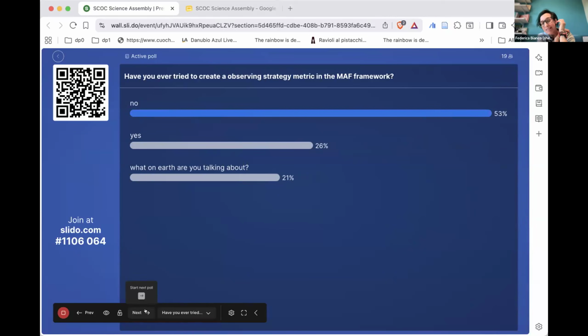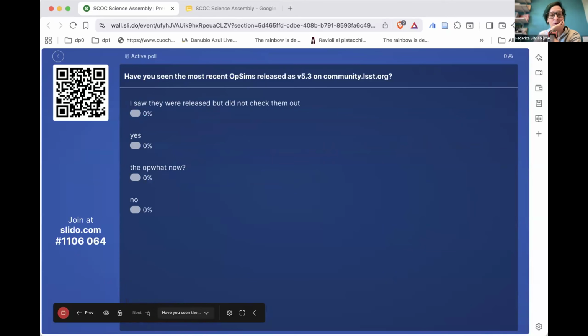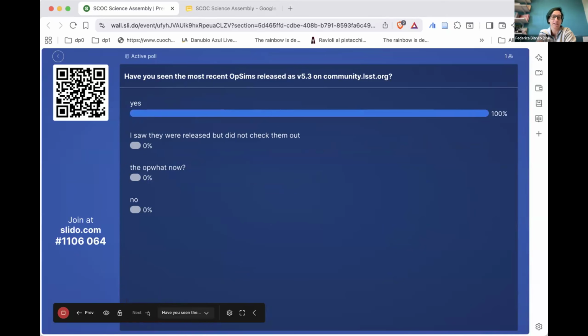So again, pretty mixed. If you answer "what on earth are you talking about," please stick with us and I will tell you. Let's move on to the last question. Have you seen the most recent OpSim released as version 5.3 on community.lsst.org?